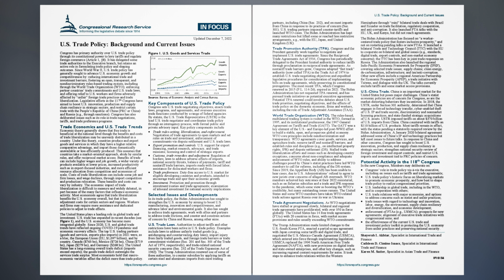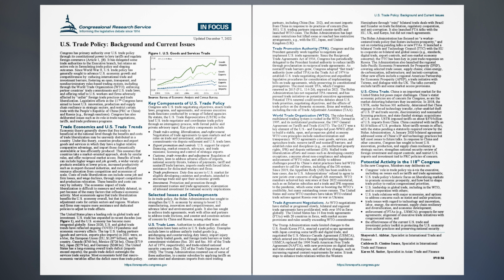It took steps to enhance trade relations within the Western Hemisphere through bilateral trade deals with Brazil and Ecuador on trade facilitation, regulatory cooperation, and anti-corruption. It also launched FTA talks with the EU, UK, and Kenya, but did not reach agreements.